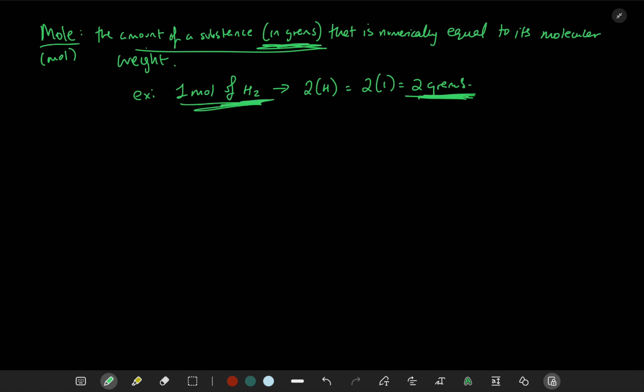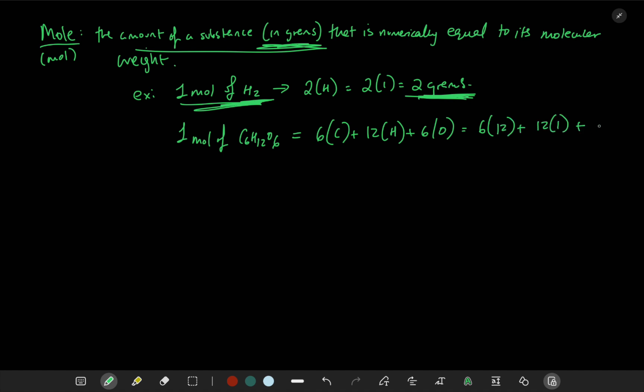So let's look at another example. So 1 mole of sugar, C6H12O6. Right. So here we have 6 carbons plus 12 hydrogens plus 6 oxygens. And that equals, so 6 times the atomic weight of carbon is right around 12 grams, plus hydrogen, which is around 1 gram, plus oxygen, which is around 16 grams. If you add all of that up, you get about 180 grams. So 1 mole of sugar is around 180 grams. So again, a mole is the amount of a substance in grams that is numerically equal to its molecular weight. Okay, so that's one way to quantify things in chemistry.